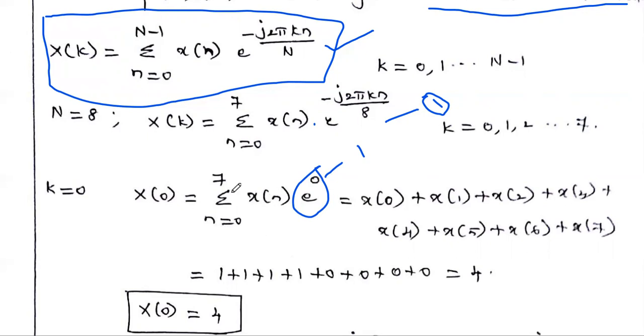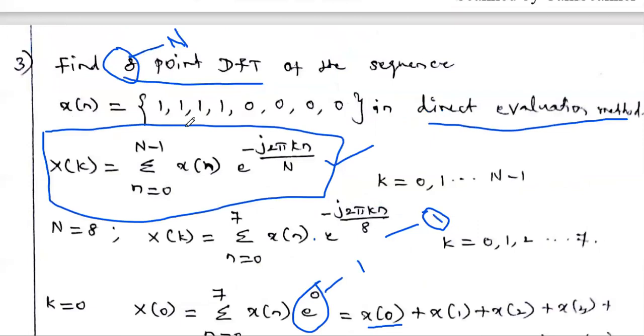What is the meaning of n equal to 0 to 7 x of n? You just add all the samples in x of n. First we put n equal to 0, that is x of 0, plus if we substitute n equal to 1, x of 1, plus x of 2 plus x of 3, etcetera, up to x of 7. What is meant by x of 0? In the given x of n, the first sample is called the x of 0 value.